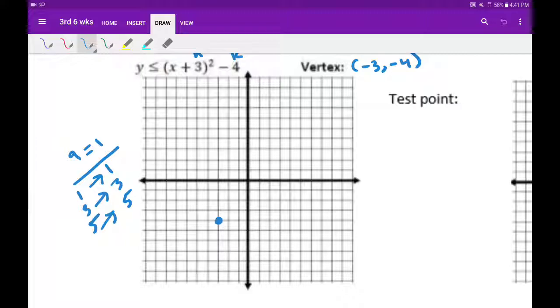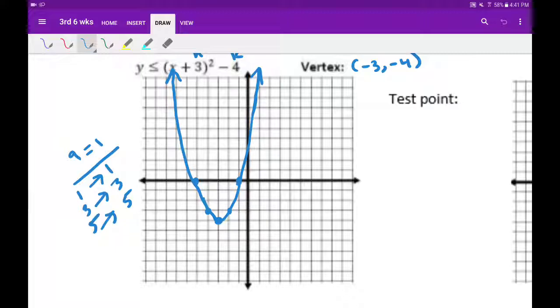So you go out 1, up 1 on either side. Then you go out 1, up 3: 1, 2, 3, just right there. Out on the other side, symmetrical. That's probably enough points to get a pretty good graph on there. All right, so it looks like that.